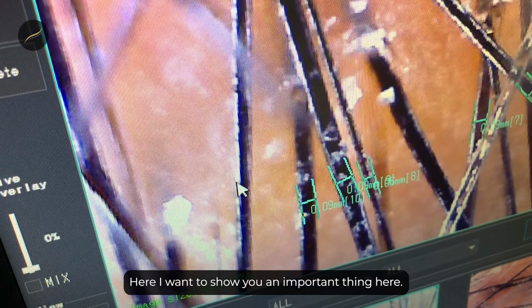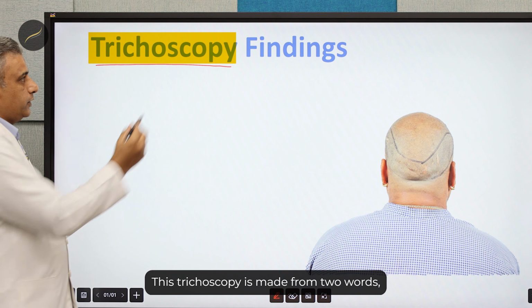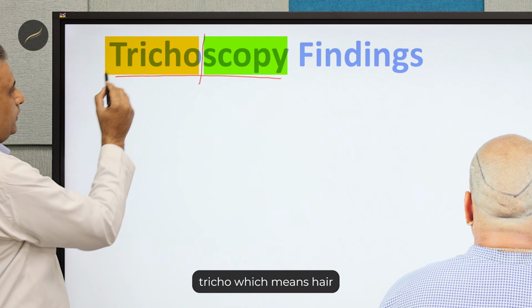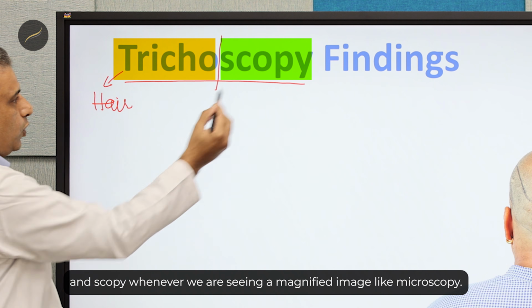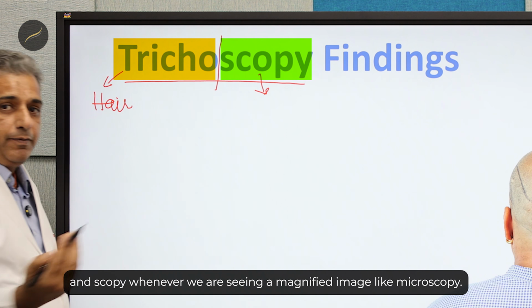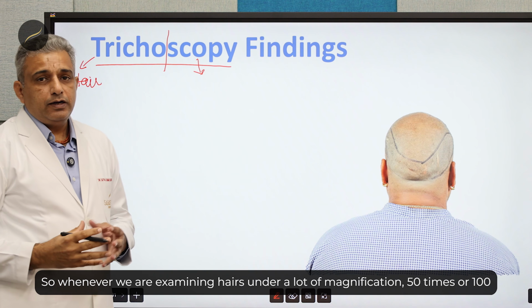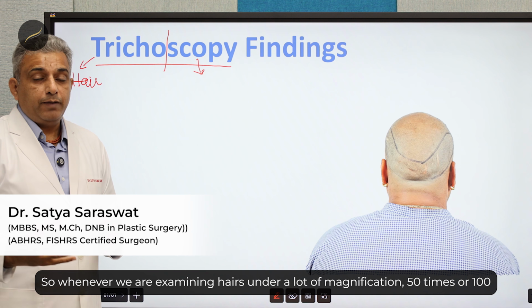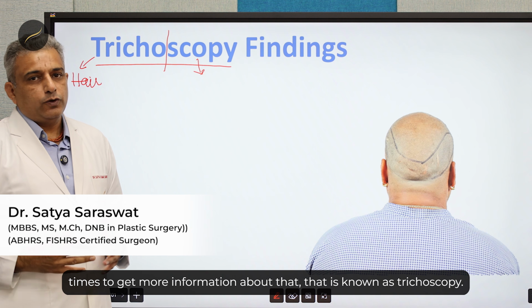Here I want to show you an important thing. This trichoscopy is made from two words. Tricho, which means hair, and scopy, whenever we are seeing a magnified image like microscopy. So whenever we are examining hairs under a lot of magnification, 50 times or 100 times, to get more information about that, that is known as trichoscopy.